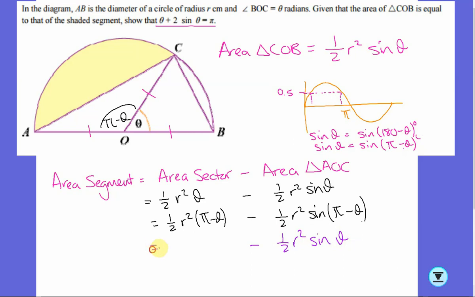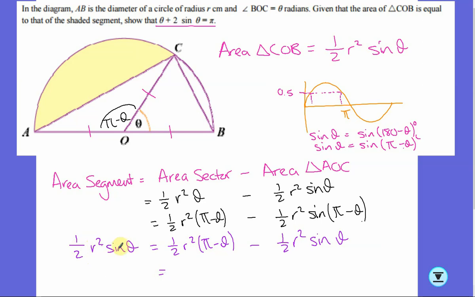Now, can't do anything with this one. Don't be tempted to write a theta here, because that isn't a sine ratio. There's no symmetry involved in this at all. But we also know this is equal to half r squared sine theta. Yeah, that's the triangle COB. Right, so let's just play around with this now, and hopefully we get to the answer.